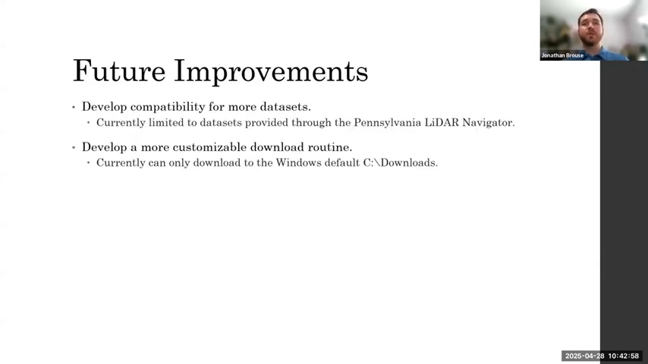Future improvements for the tool: I'd like to develop compatibility for more datasets. Since it's currently limited to the Pennsylvania LiDAR Navigator provided datasets, I think compatibility with the national map or USGS Earth Explorer would help to expand this tool's capabilities. I would also like to develop a more customizable download routine. Currently, the tool can only download to the Windows default C location. This tool will not work if the user has a modified downloads path.